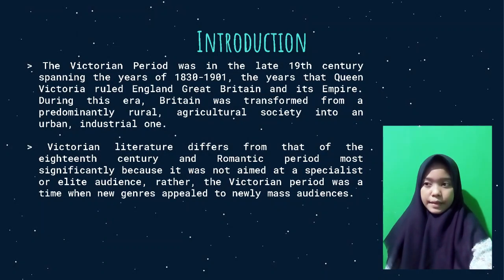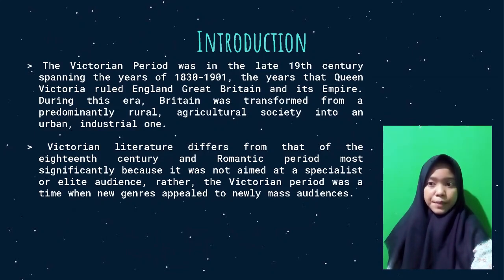Introduction. The Victorian period was in the late 19th century, spanning the years 1837 till 1901, the years that Queen Victoria ruled England, Great Britain, and its empire. During this era, Britain was transformed from a predominantly rural, agricultural society into an urban, industrial one.